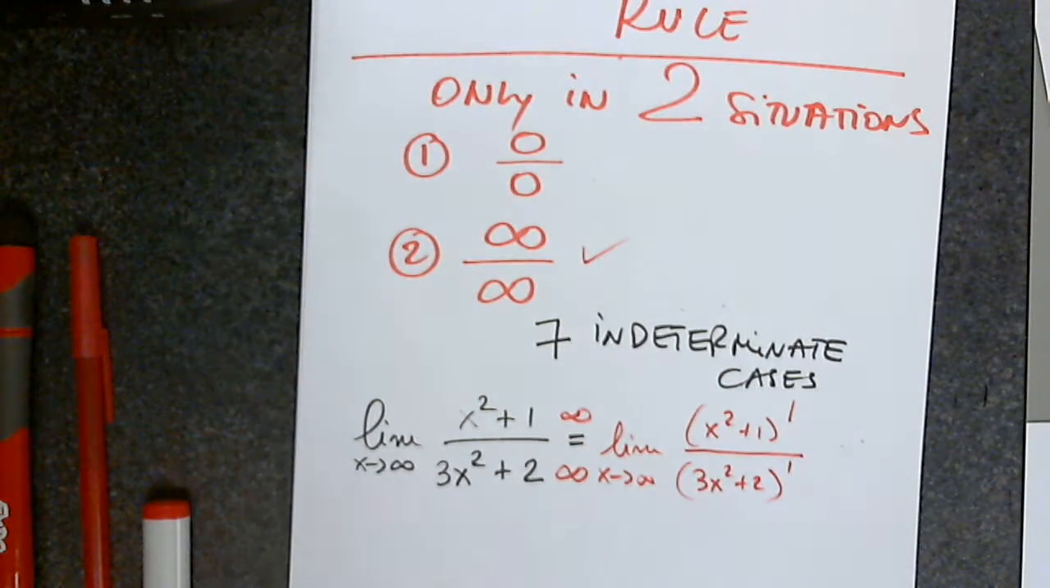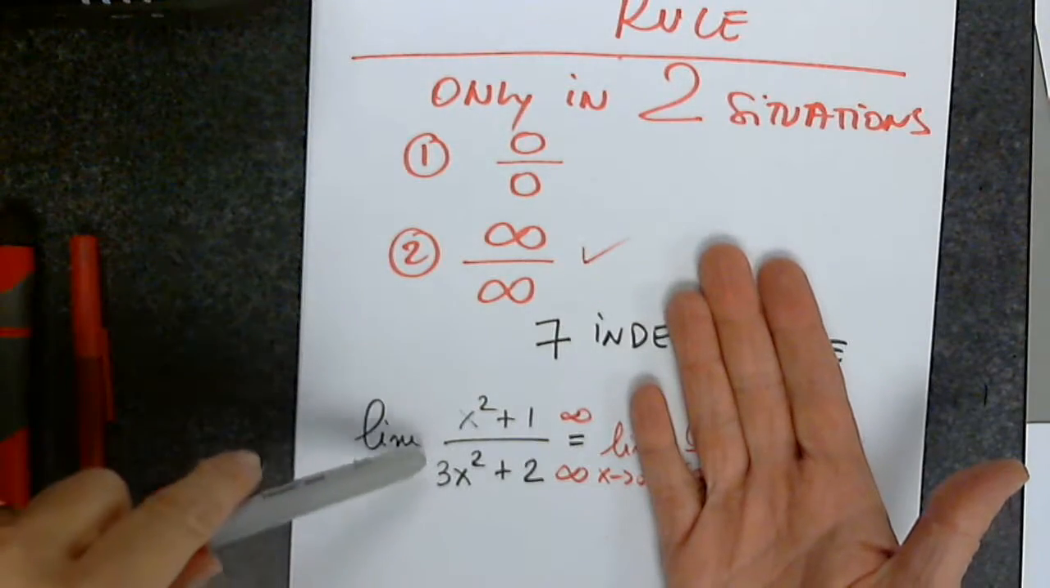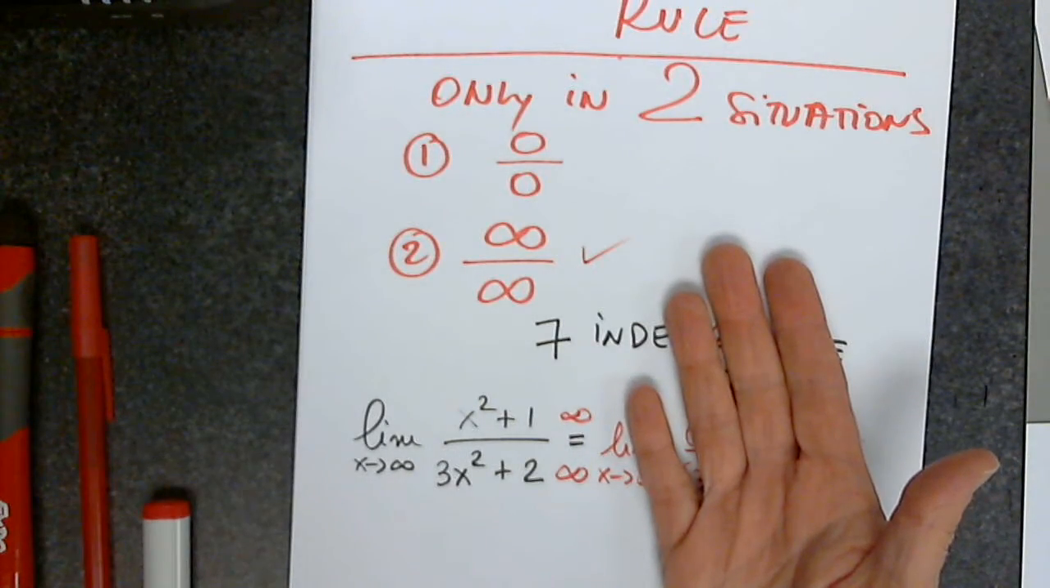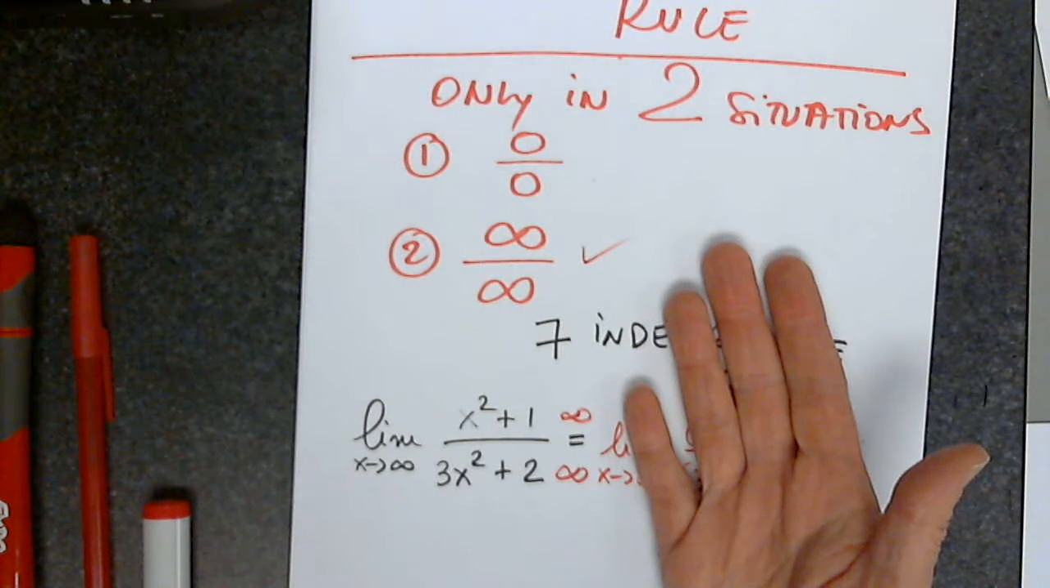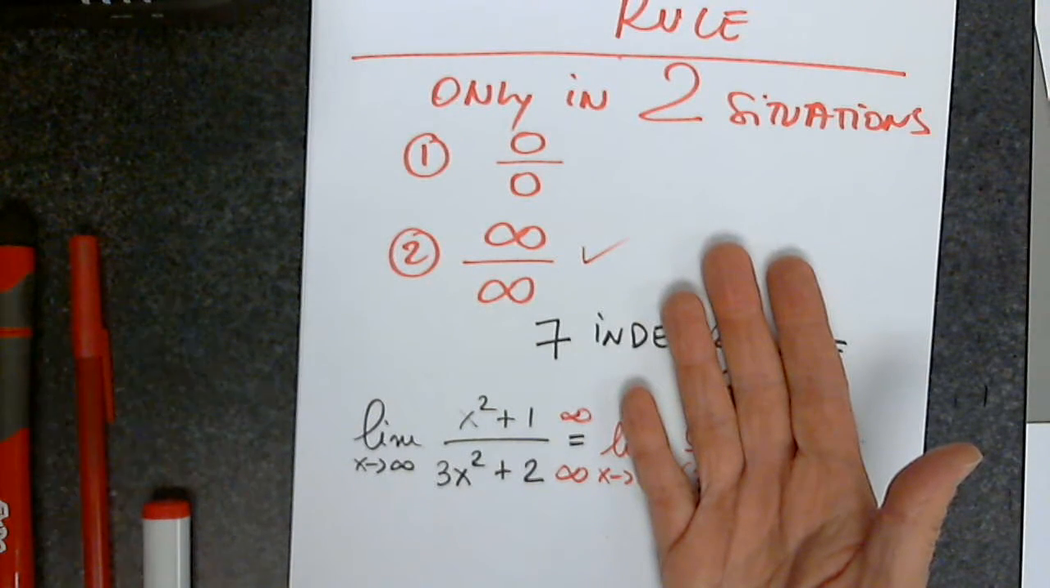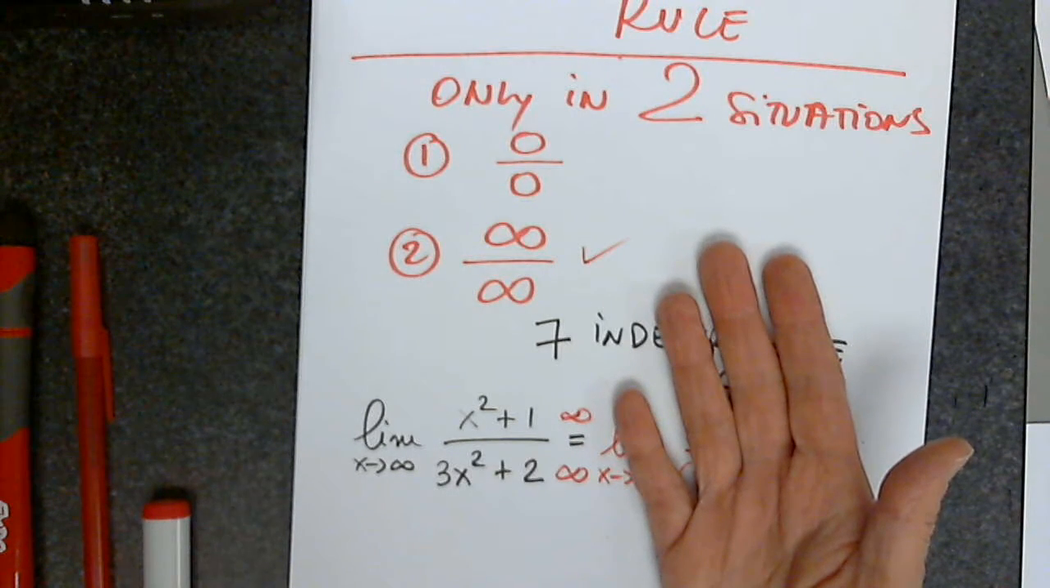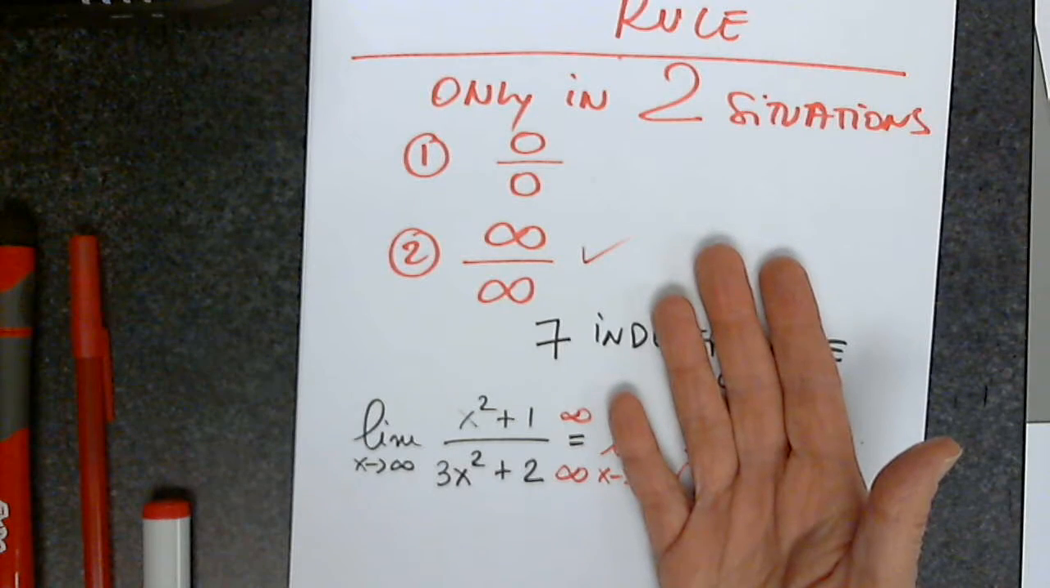Before we do that, can anyone from previous experience say what this limit is? The degree of the top is 2. The degree of the bottom is 2. So what would be the horizontal asymptote? The leading coefficient over the leading coefficient. So the answer will be 1/3.